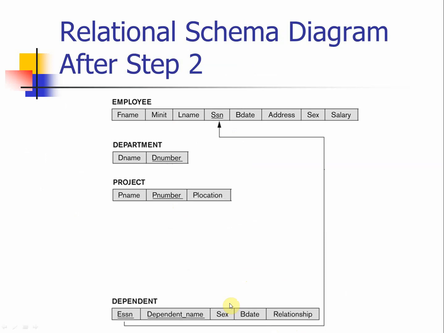And therefore, if we simply look at what we have done about the conversion after step number 2, this shows, at the end of the last video, that we have created 4 relations. Step number 1 creates the employee, department, and project. Step number 2 creates the weak entity, which is the dependent.